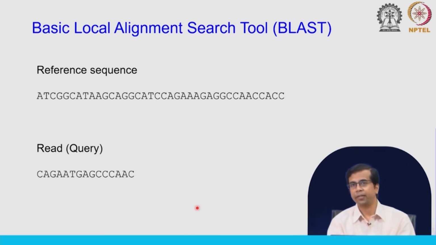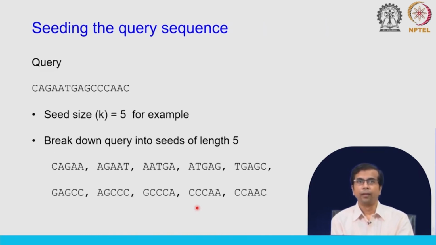Again, we come back to the same example, we have the reference and the query. Here the query is the read sequence. The first step is to break down this query into seeds. We can choose different seed lengths, which we denote by k, and we can take k equals 5, for example, in this example here, but you can choose different values of k. So, we are breaking down this query into seeds of length 5.